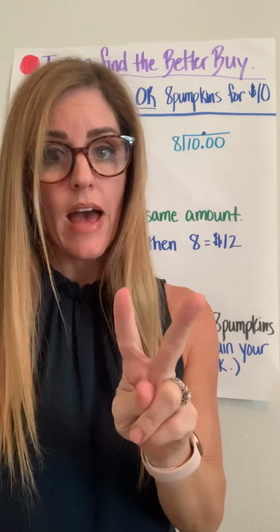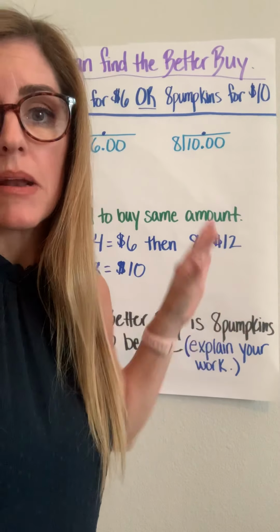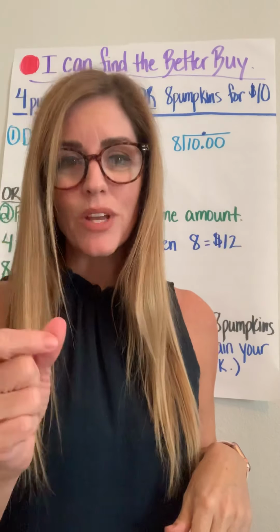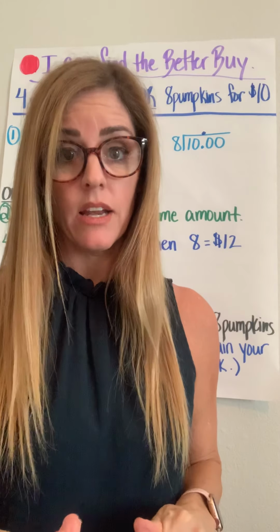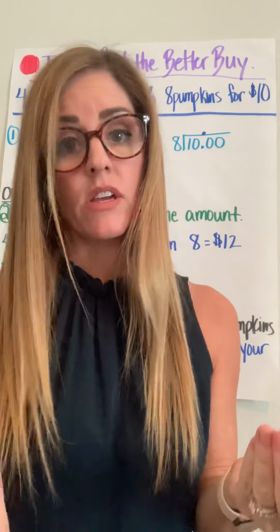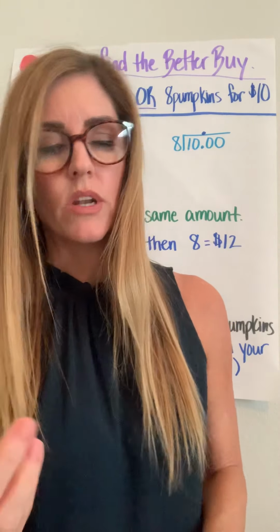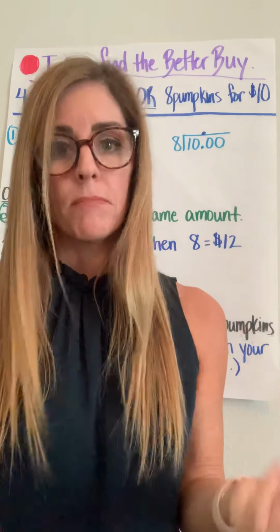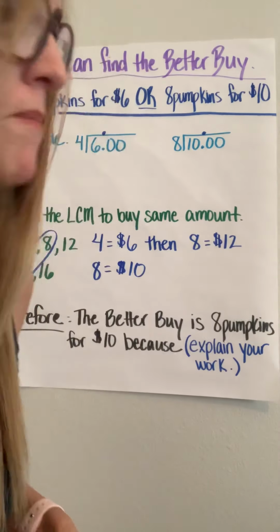There's two choices you have. I'm going to show you the Bridges way, but I'm also going to give you the option to find the unit cost, which is what you'll do in 6th grade. In 6th grade, you'll find out how much each item costs individually, and then you can tell, oh, one's going to cost me $3 and one's going to cost me $4. Better buy would be $3. So I'm going to show you both, okay?